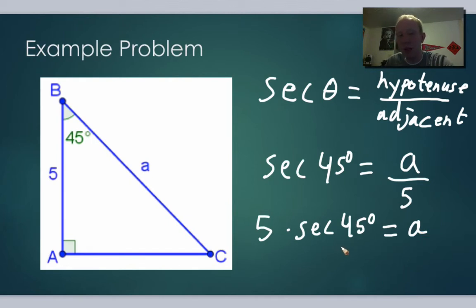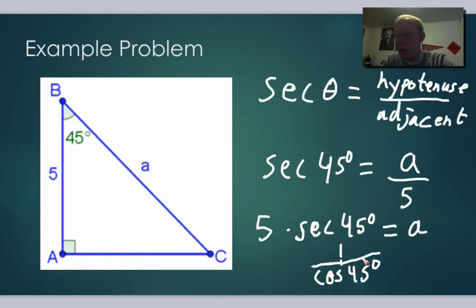But you'll probably notice you don't have a secant button on your calculator. I've never seen a secant button on the calculator. So this is how you type it in on the calculator. All you gotta do is do 1 over cosine of that angle, and that gives you the exact same thing. Let me rewrite this so it's a little clearer. So 1 over that cosine is the exact same as the secant of that angle.